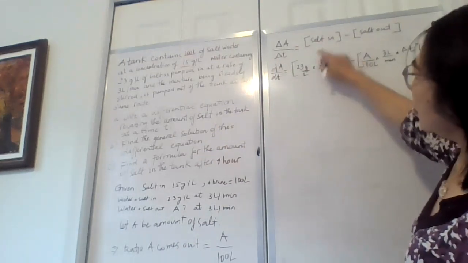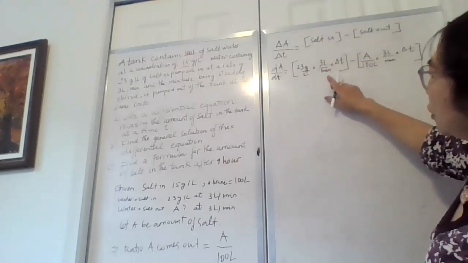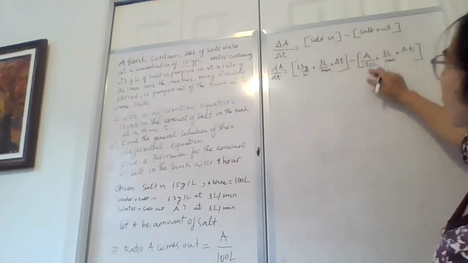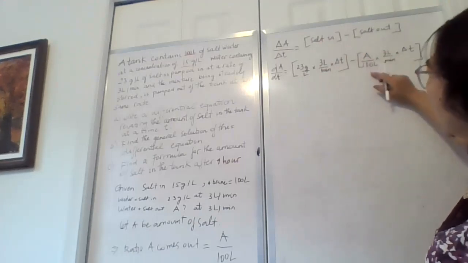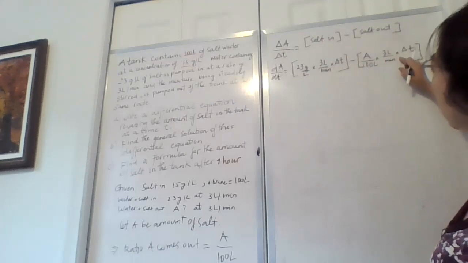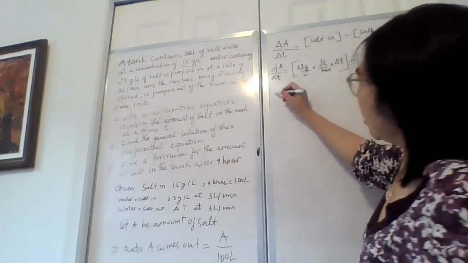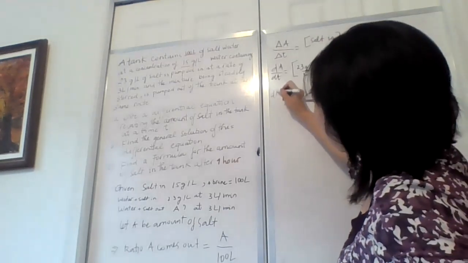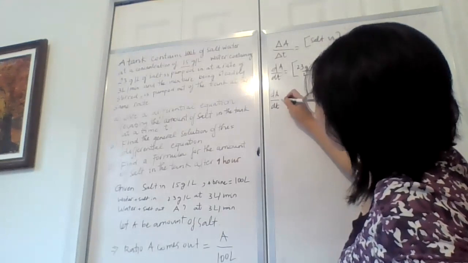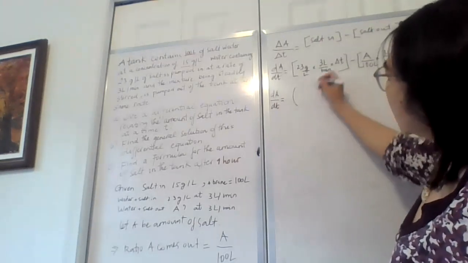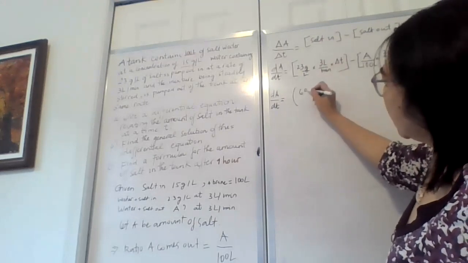The salt in is 23 grams times 3 liters times the time to pump in. The salt out is the ratio of what's coming out, A divided by 100 liters, times 3 liters per minute, times the time to pump out. So now we will have dA over dt, our differential equation. Let's simplify this. 23 times 3 is 69.